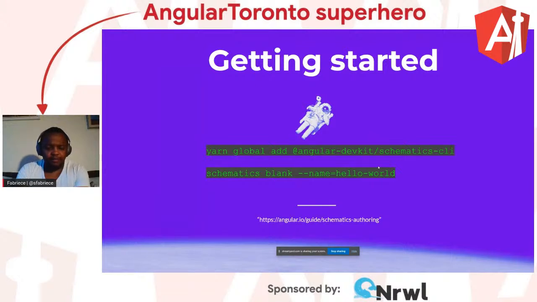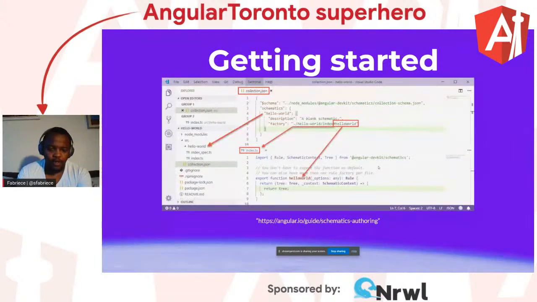All right, so how do you get started? Again, by digging through the documentation, I found out that schematics have a CLI, which you can install globally, as shown on the screen, and then you just run schematics. blank is a template, and then the name of the schematic you want. In this case, you are creating a blank schematic called hello-world. When you run that command, this is what's generated. This again is straight from the documentation.